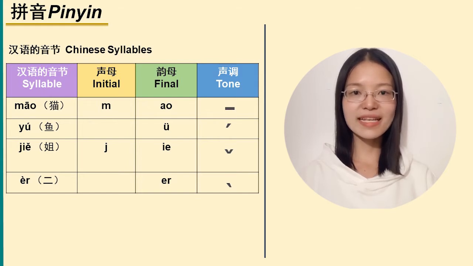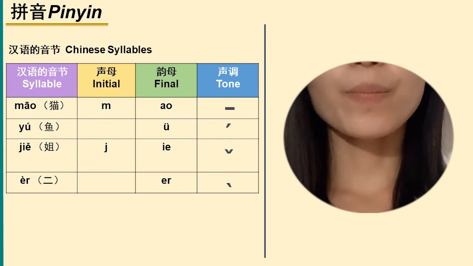Now, let's look at the following examples. Mao is composed of m and ao, and is the first tone, so that Mao means cat. The second one is yu, which only has one final and is the second tone, so that yu means fish. The third one is jie, which consists of the initial j plus the final ye, and the tone is the third, so that's the character jie, sister.